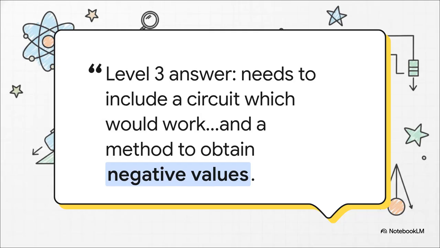And boom, here it is. This quote from the mark scheme tells you everything. To get into that top level, level 3, you must have a circuit that works, and you must explain how to get those negative values. If you miss that second part, you literally cannot get full marks, no matter how great the rest of your answer is. The lesson? Read the graph and make sure your method accounts for everything you see.